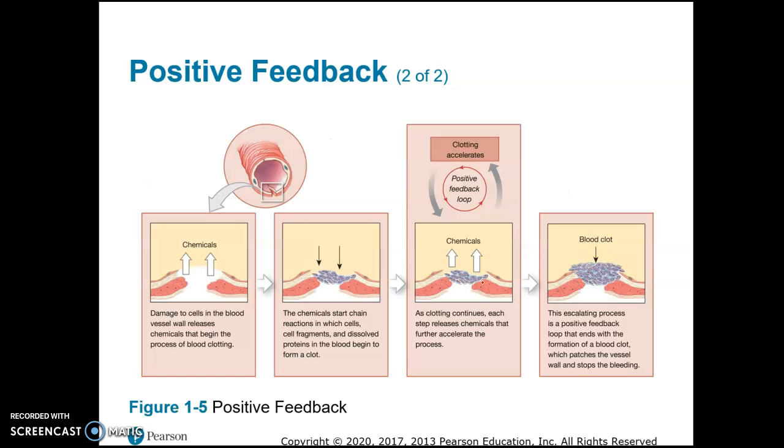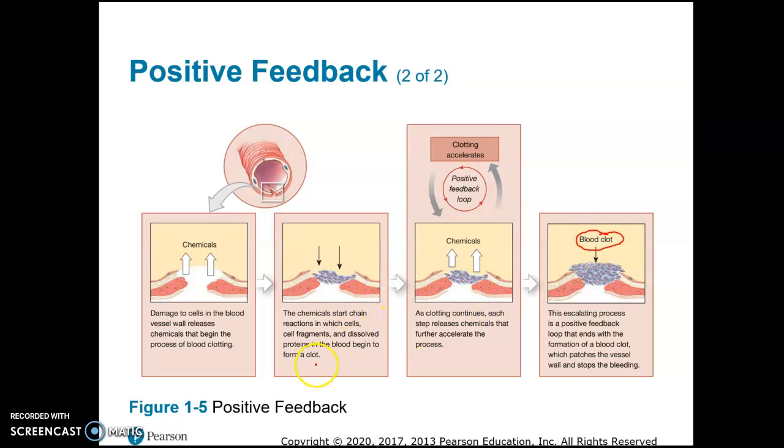So in blood clotting, for example, you're bleeding, so there's a break in your blood vessel walls. There's damage, and so the first thing that's going to happen is blood clotting is going to begin. So a simple way to say this is once the process begins, it increases and increases and increases until you have a blood clot. The process doesn't get less, it gets stronger, okay?